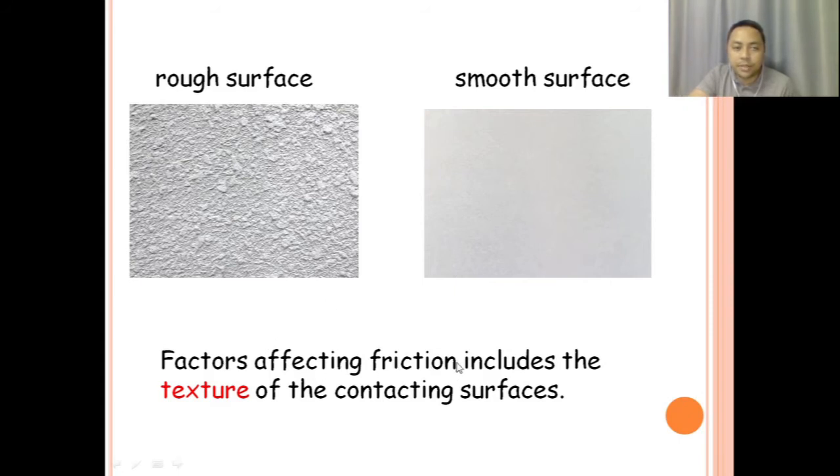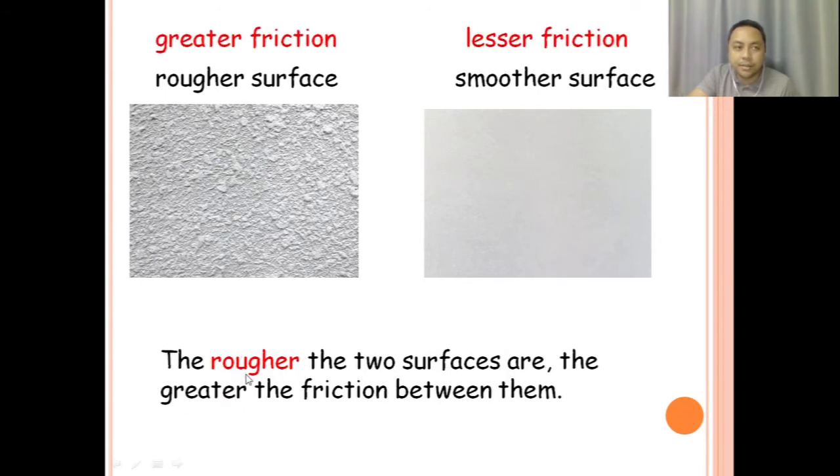Factors affecting friction include the texture of the contacting surfaces. The rougher the two surfaces are, the greater the friction between them. So, the rougher surface here has the greater friction.